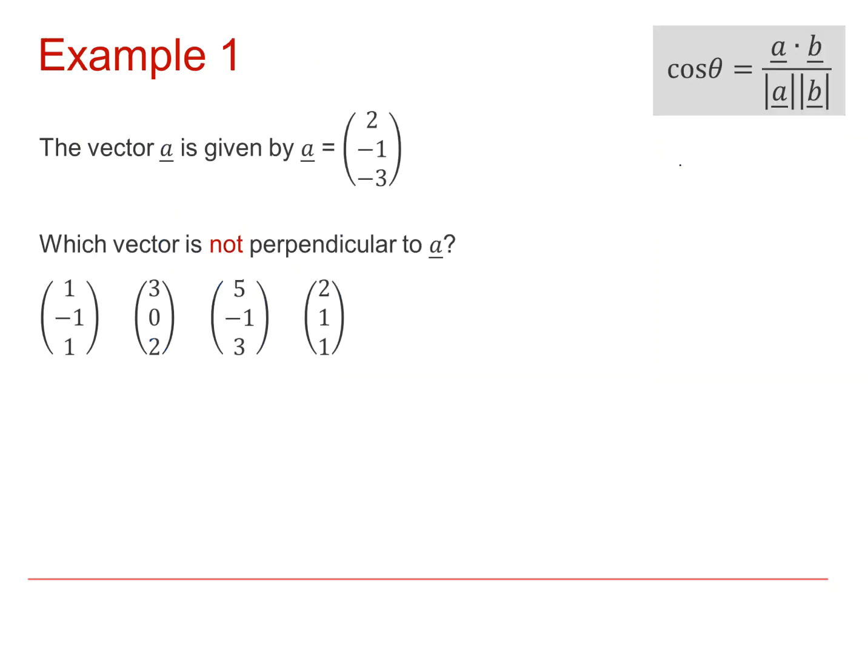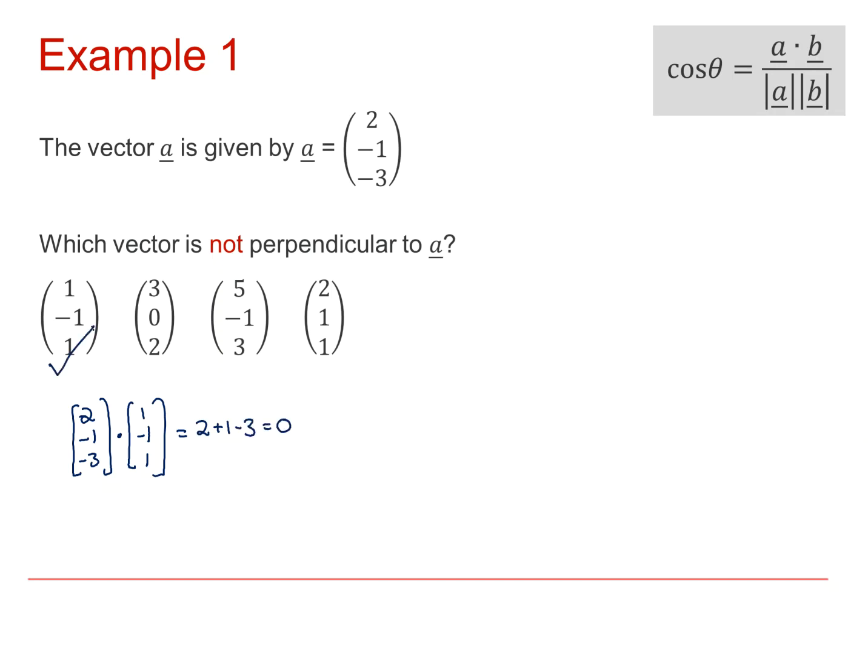This gives us a very quick and easy way of finding out whether vectors are perpendicular to each other or not, especially useful in 3 dimensions. So, have a look at these. Let's consider the first vector. We do the dot product with the vector A, so (2, -1, -3) dot (1, -1, 1). That gives us 2 plus 1 minus 3, which is 0.